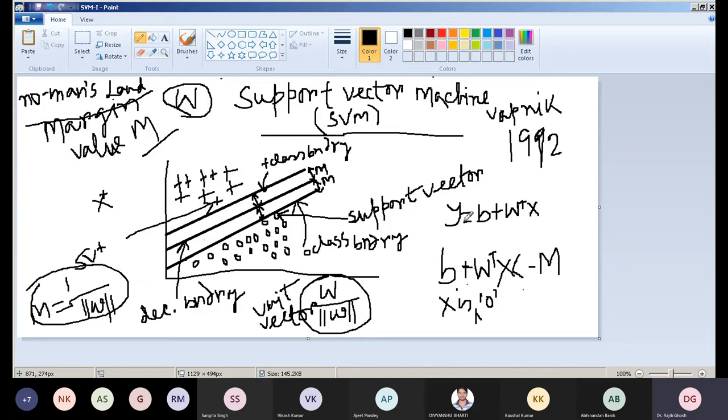As usual, now write down. The actual separating decision boundary, that means this main decision boundary indicated by this arrow, is specified by W transpose X plus B is equal to 0. As I mentioned, you can note it down. B plus W transpose X is equal to 0.